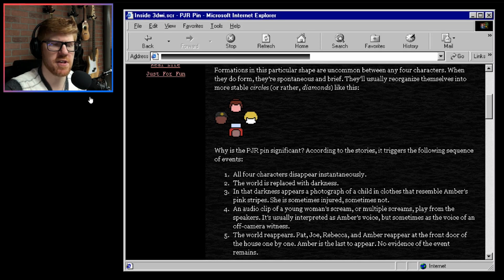According to the stories, it triggers the following sequence of events. All four characters disappear instantaneously. The world is replaced with darkness.